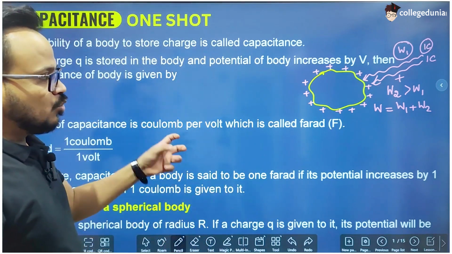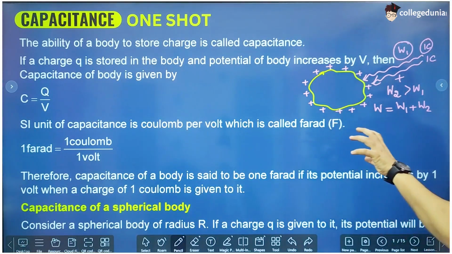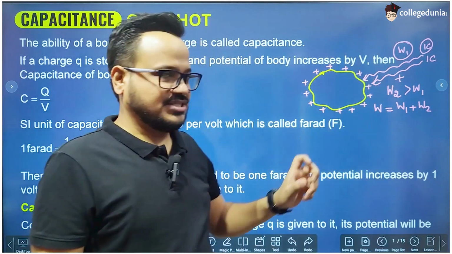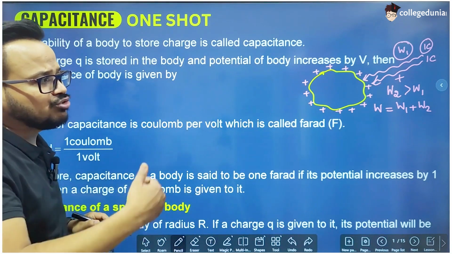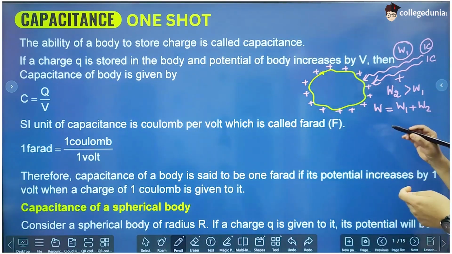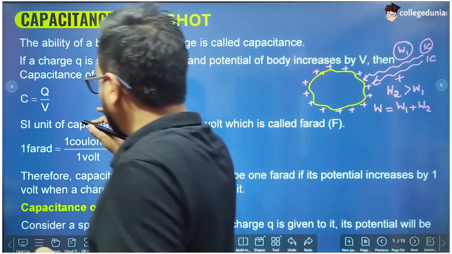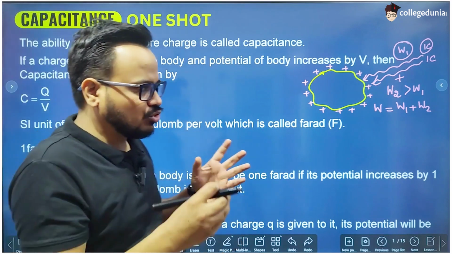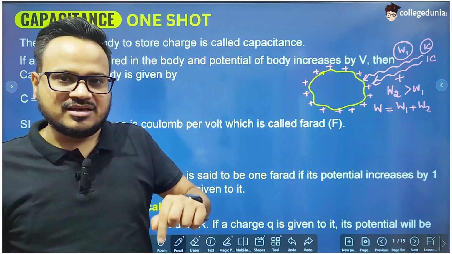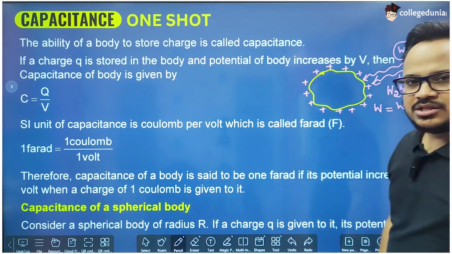So what do we want? We want that if we are giving charge to the body, the potential of the body should not increase to a large extent. The potential should increase slowly so that the next step is also easy. When we give more charge to the body and the potential is increasing slowly, that means the next step will be easy, because we have to do less work to bring another charge from infinity to this point.